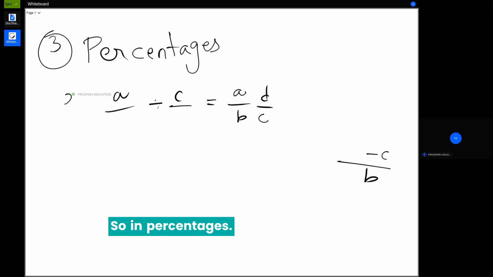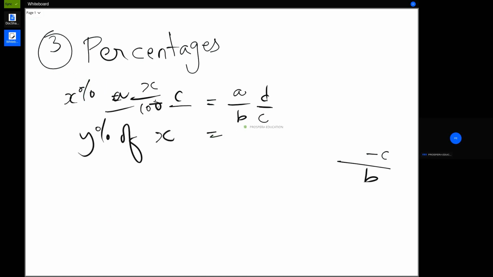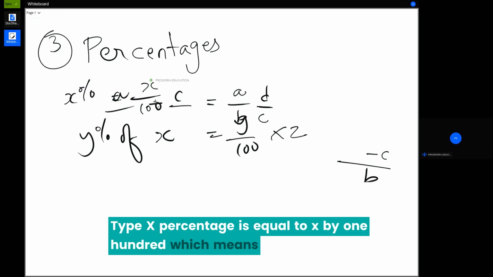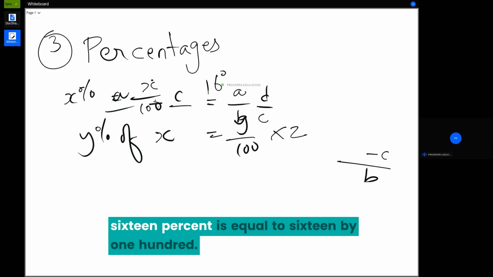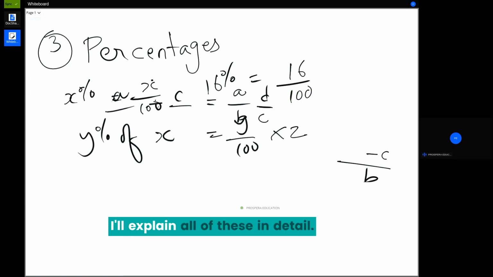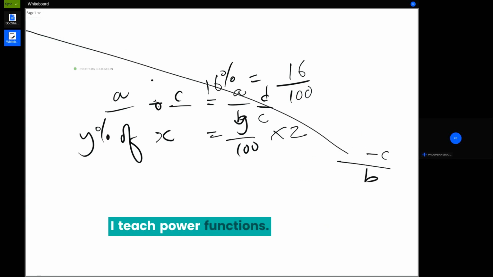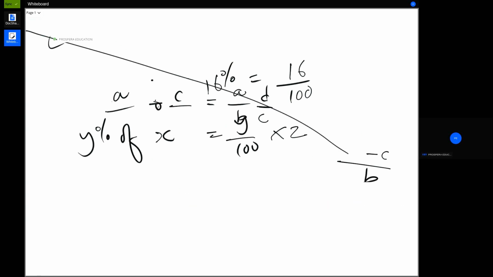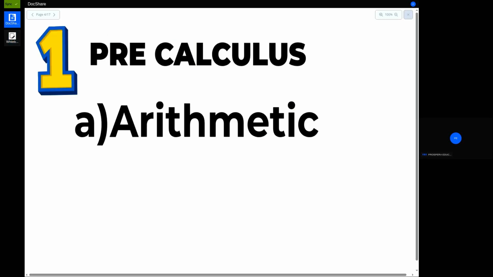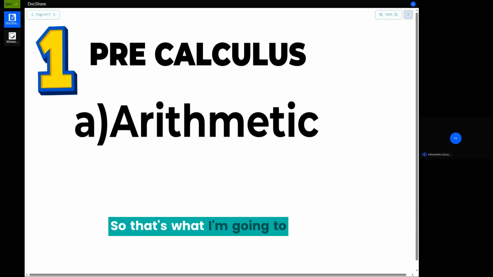So in percentages, we're going to talk about questions of this type. X percentage is equal to x by 100, which means 16% is equal to 16 by 100, right? I'll explain all of these in detail. And after teaching percentages, power functions, power and exponents. So that's what we're going to cover in the arithmetic portion.